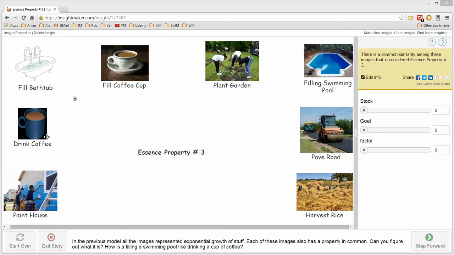When you drink a cup of coffee, when it's empty, you're done. When you fill a cup of coffee, when it's full, you're done. When you're planting a garden, when you finish planting it, you're done. So each of the images represents progress from start to finish to attain some goal.